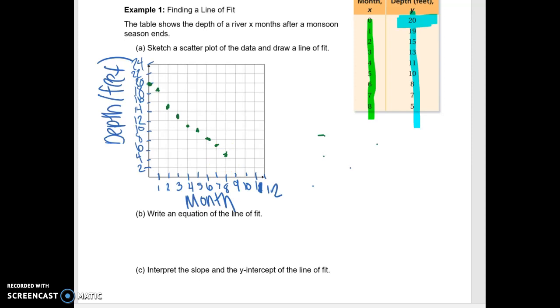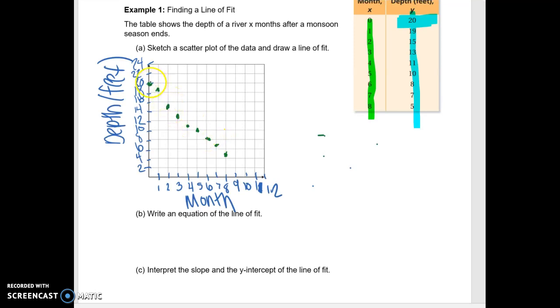So it might look a little bit cleaner on yours. Try to make it a little bit cleaner. It's hard for me to draw on that computer. Okay, so those are our data points. Part 2, or I guess it is part 2 of part A, says sketch the scatter plot and then draw a line of fit. So I'm going to use the red here, and I'm going to draw a line of best fit.